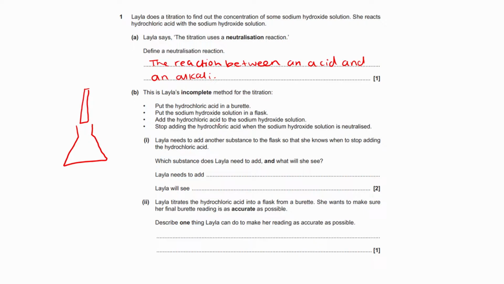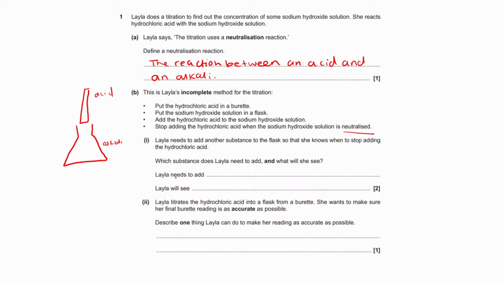Add the hydrochloric acid to the sodium hydroxide solution. So we've got acid in here. We've got sodium hydroxide solution, so that's the alkali. So this is a neutralisation reaction happening. So it's been added from the burette. Stop adding the hydrochloric acid when the sodium hydroxide solution is neutralised. Okay. Layla needs to add another substance to the flask so that she knows when to stop adding the hydrochloric acid. Which substance does Layla need to add, and what will she see?